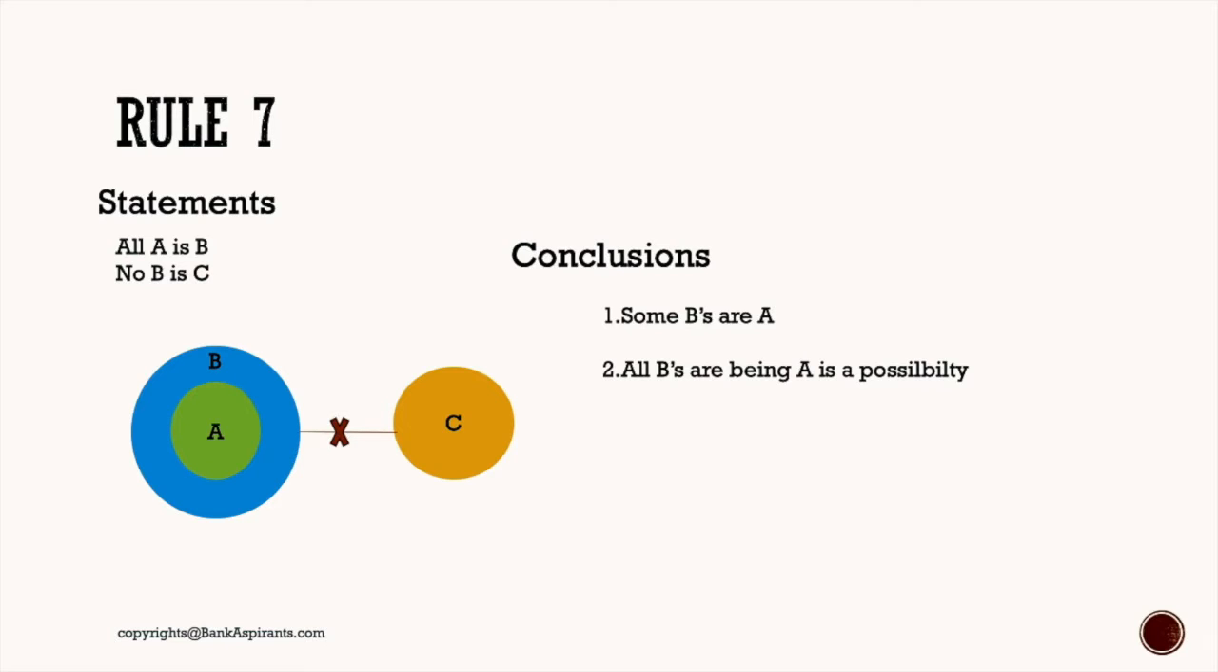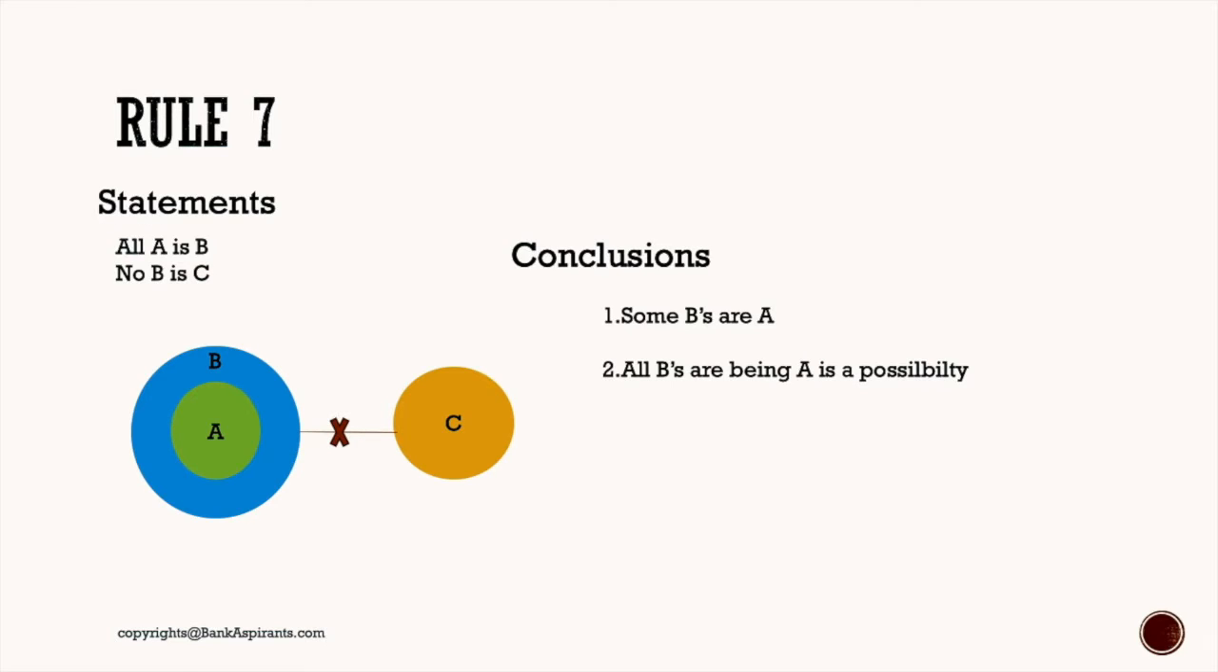What will be the answer? Definitely there cannot be a possibility because there is no relationship between A and C. First of all, there is no relationship between A and C. Clearly they have given no B is C. A is inside B and no B is C. It is clearly given there is no relationship between B and C and A is inside B.